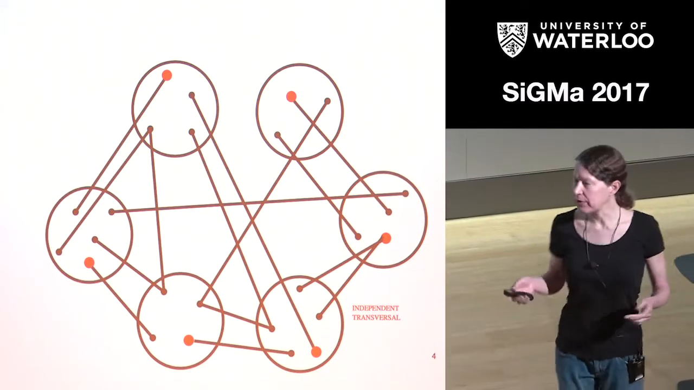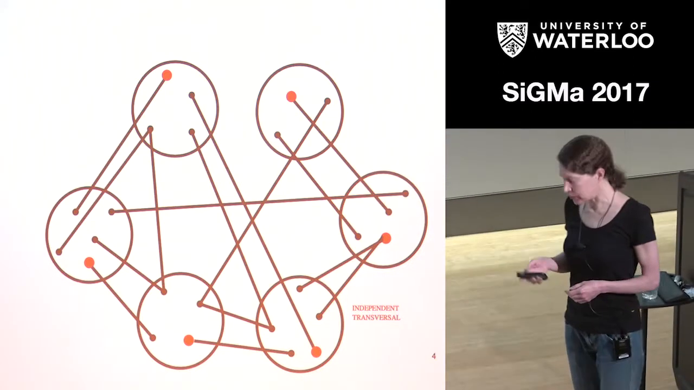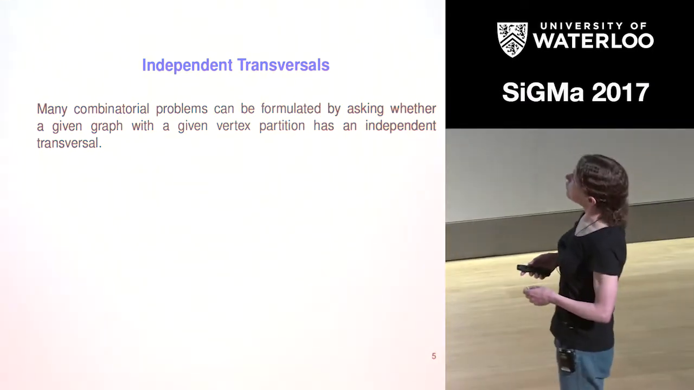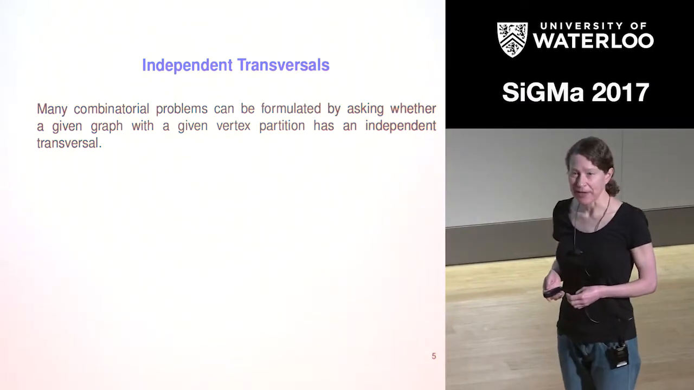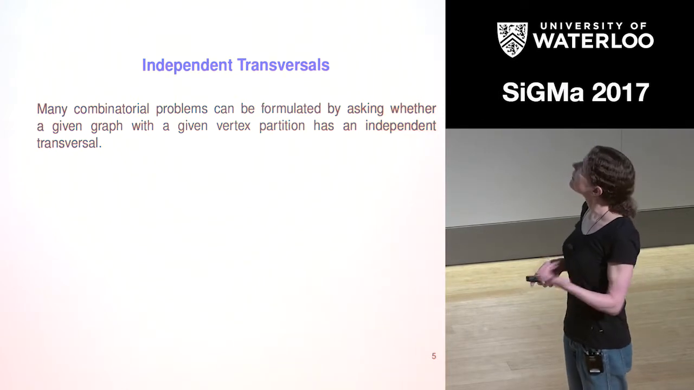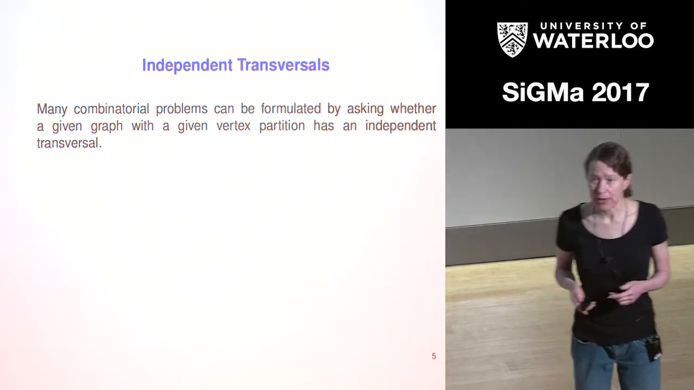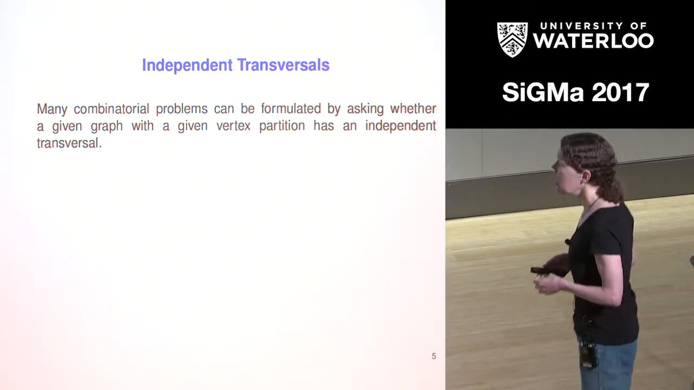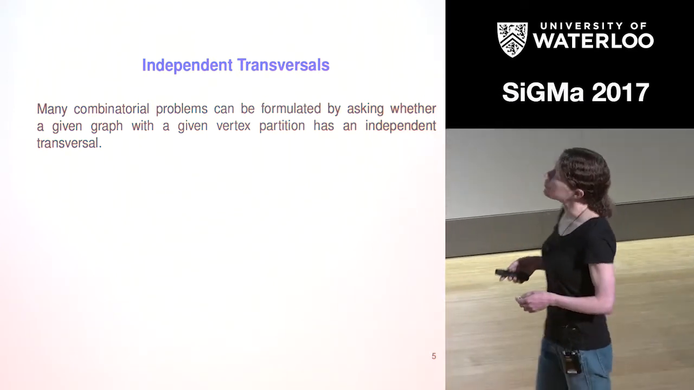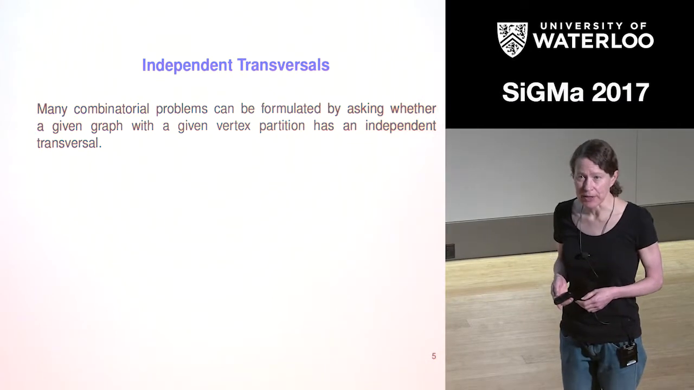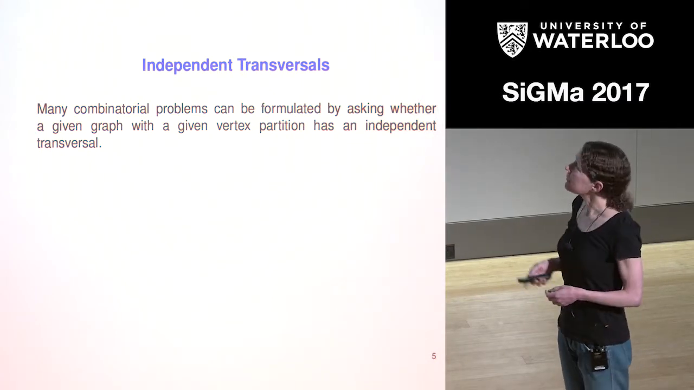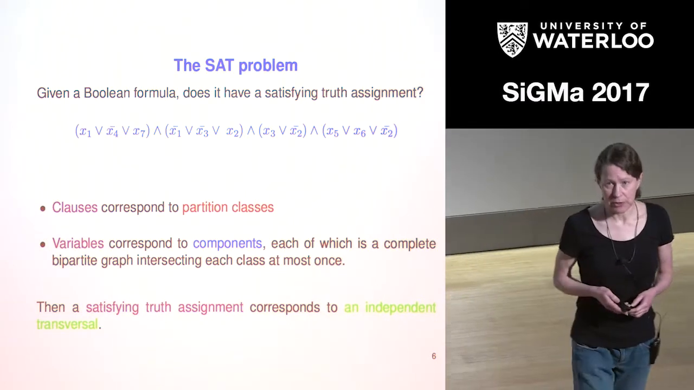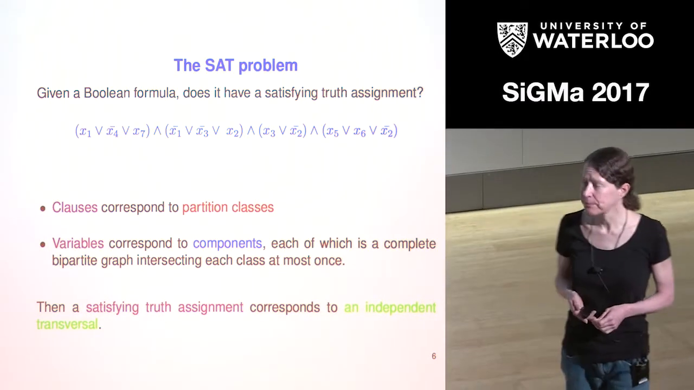This is a very general notion, and comes up in a lot of problems. I wrote here, many combinatorial problems can be formulated by asking whether a given graph with a particular partition has an independent transversal. But indeed, almost all problems in some sense can be described like this because, for example, the SAT problem we can describe in these terms.